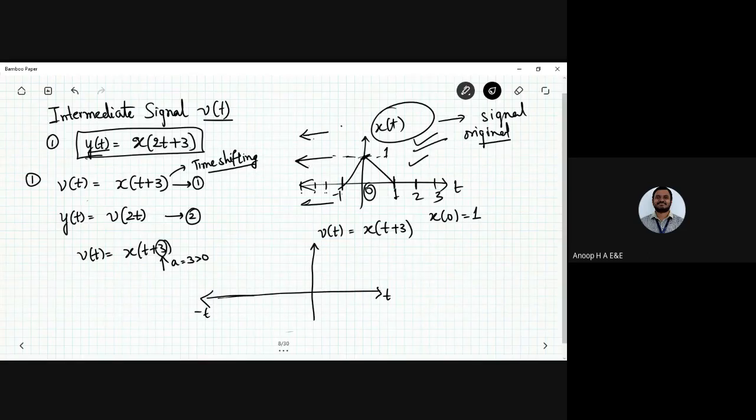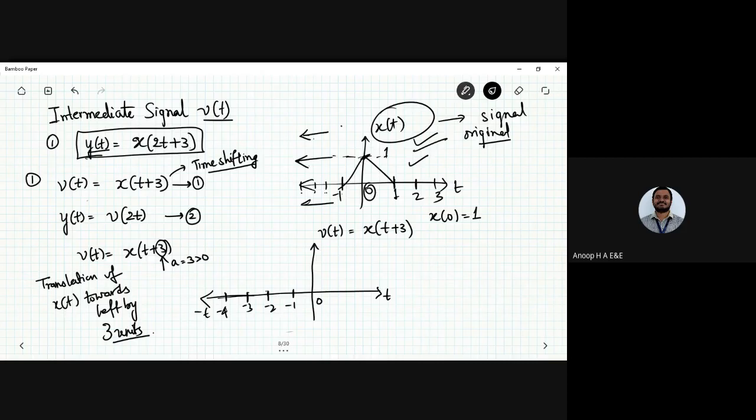So once you have a greater than 0, the translation of signal x of t is towards the left by 3 units. Let me mark it 0, -1, -2, next here -3, next -4. That is one thing that you need to observe very carefully.